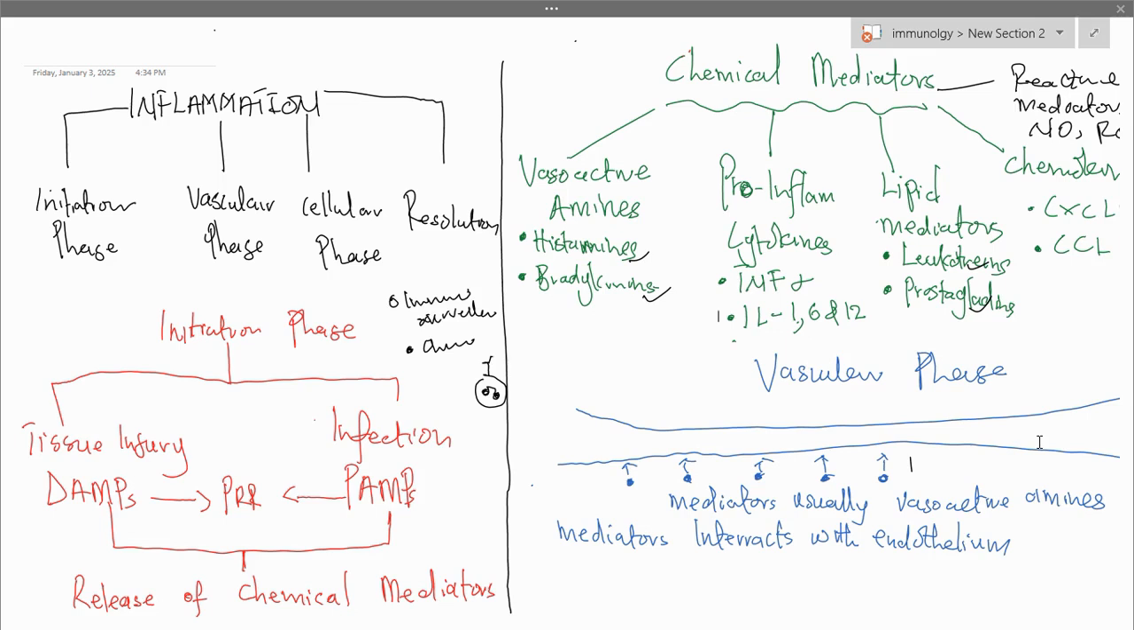Today we'll be continuing where we left off in our previous lecture. So today we'll be talking about the cellular phase of inflammation.